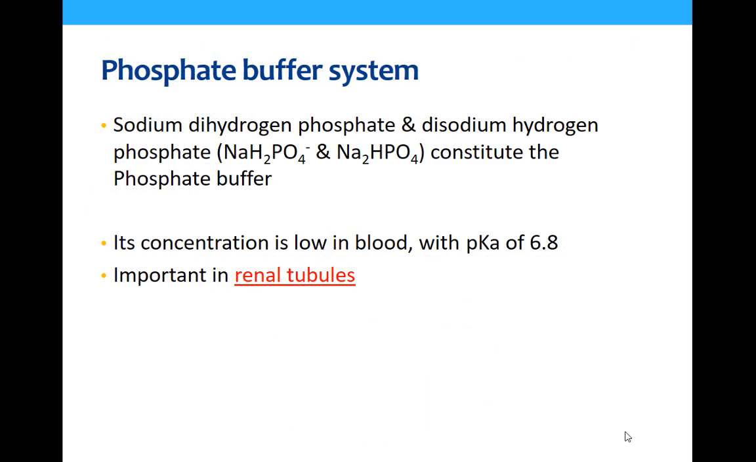All right. Moving on to the second buffer system, which is called the phosphate buffer system. It has these two members, sodium dihydrogen phosphate and disodium hydrogen phosphate. Okay. So this is the one which will accept acid. So this is the conjugate base and this is the acid. Okay. It is very low in blood. pK is 6.8. It is more important in the kidneys, and I will show you this in the next few slides when we go to the kidney later.